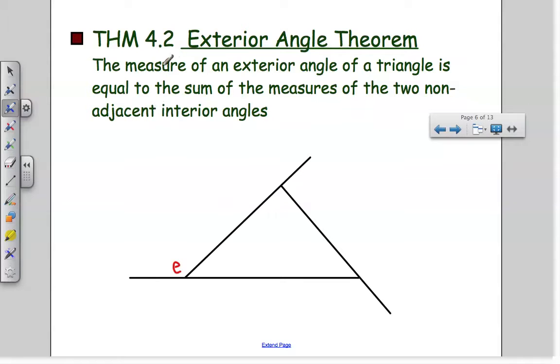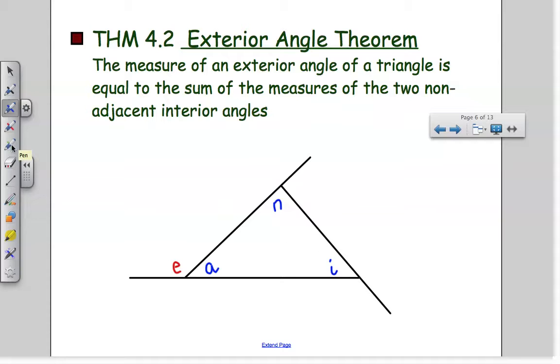What this theorem says is that the measure of an exterior angle, like this one, of a triangle is equal to the sum, or the total, of the measures of the two non-adjacent interior angles. So the measure of this exterior angle is equal to the sum of the measures of the two non-adjacent interiors. This would be the adjacent interior angle. So I don't want that one, but these two would be the non-adjacent interior angles.